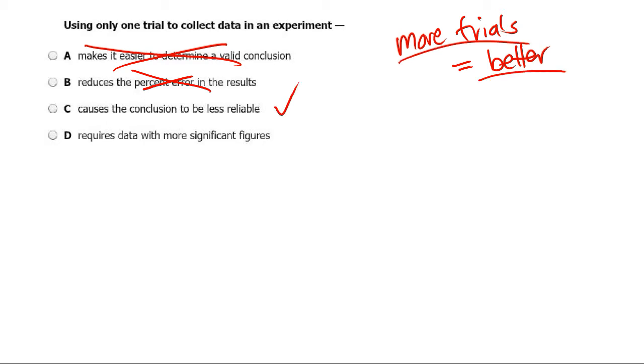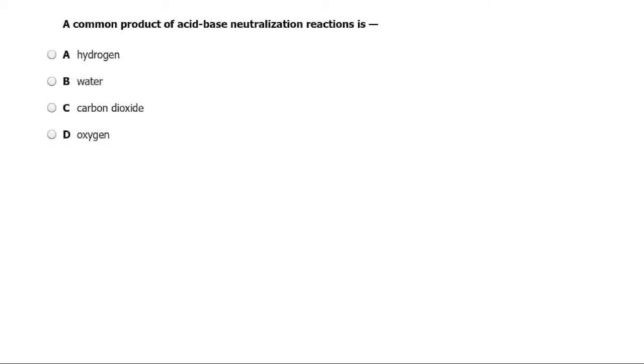Having just one trial makes it a much less reliable experiment and requires data with more significant figures? No. So effectively what you need to do is just go back to the basic scientific method, scientific investigation things that you've been talking about since sixth grade or even before.